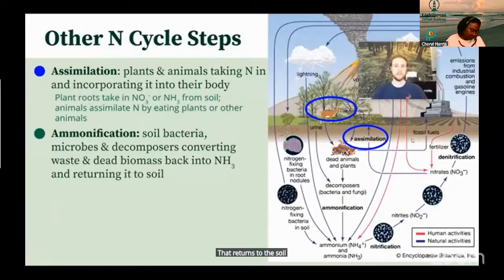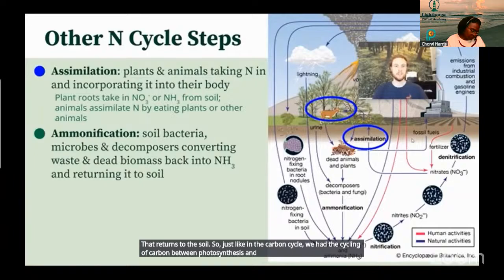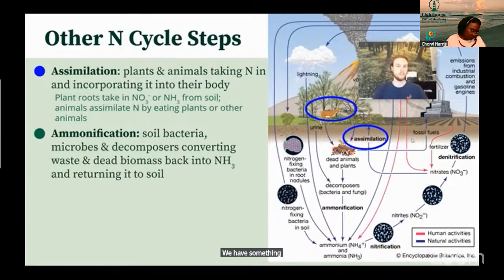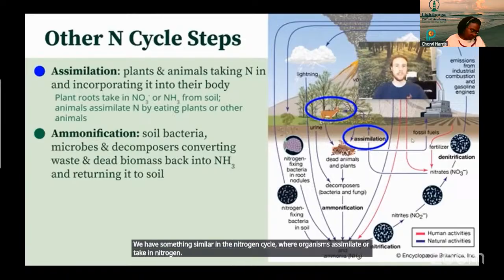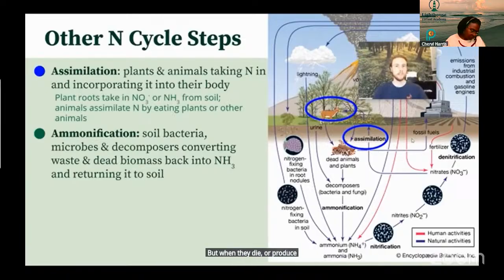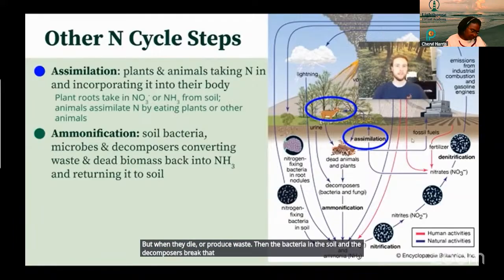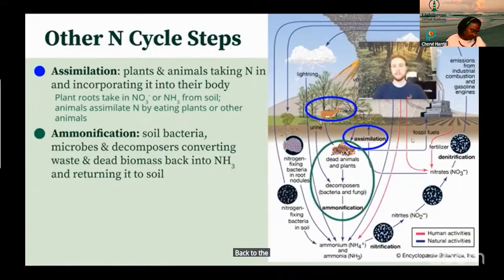So just like in the carbon cycle, we had the cycling of carbon between photosynthesis and respiration, we have something similar in the nitrogen cycle where organisms assimilate or take in nitrogen, but when they die or produce waste, then the bacteria in the soil and the decomposers break that waste down and they turn the nitrogen that was in the biological matter back to the soil through ammonification.